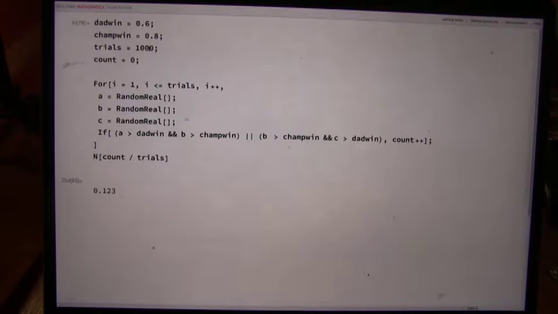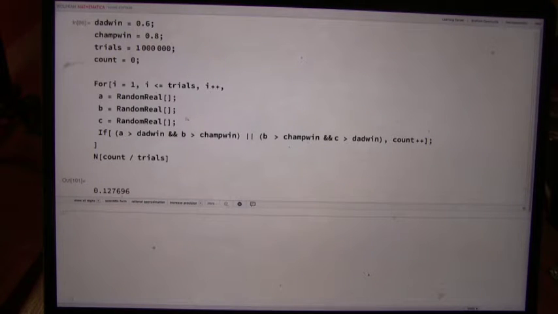With 1,000, it was 12.3. With 100,000, 12.8. Run it again with 100,000, I'm getting 12.88. And with 1,000,000, let's see what I'm getting. 12.7. So it is a lesser probability. It's significantly less. Okay, cool.